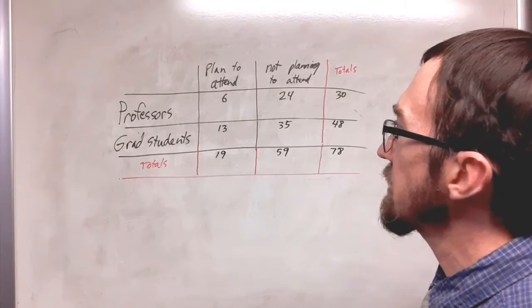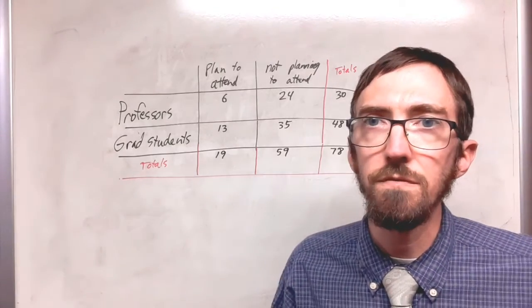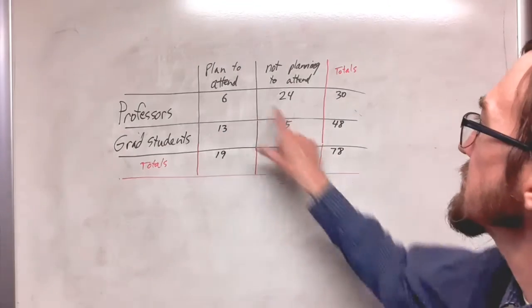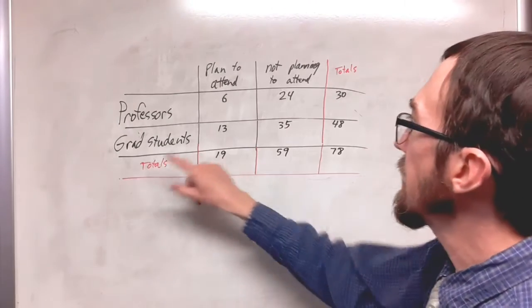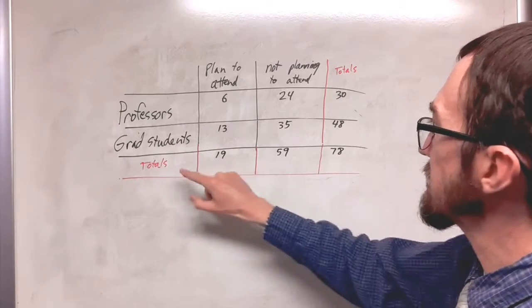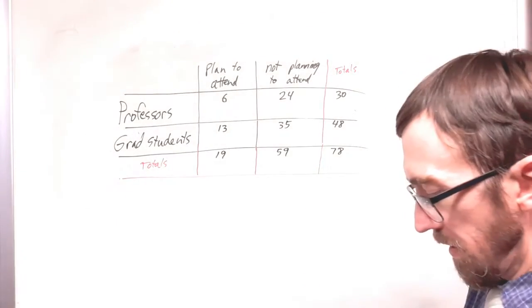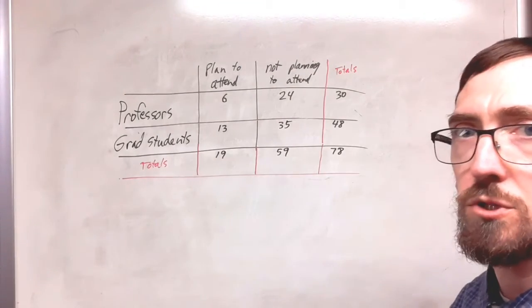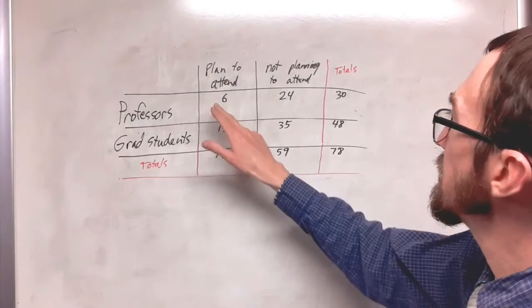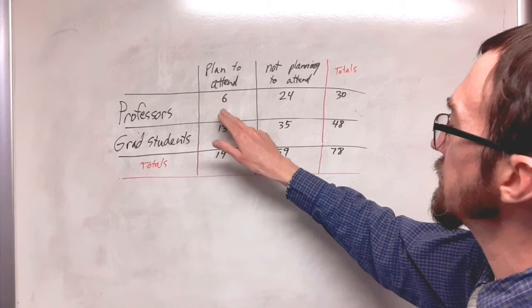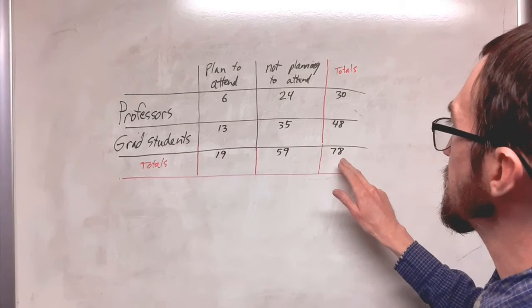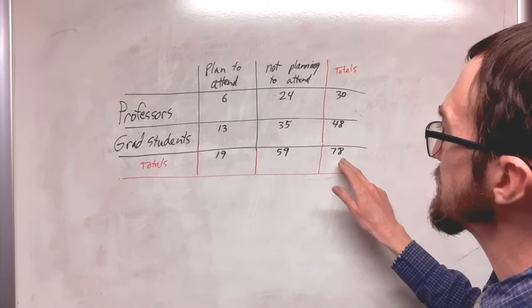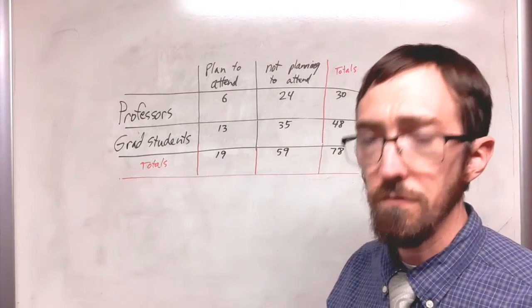But first, let's talk about some parts of this table. These interior boxes here are known as the joint frequencies, and these boxes on the outside, which hold the totals, are known as the marginal frequencies. The number in a category in ratio to the total number of observations is known as a relative frequency.